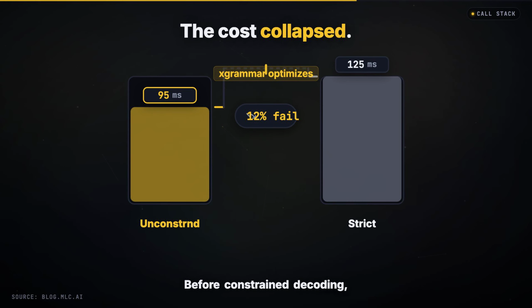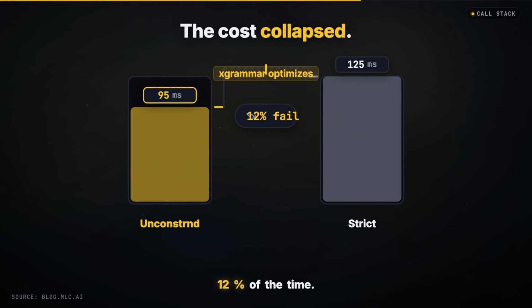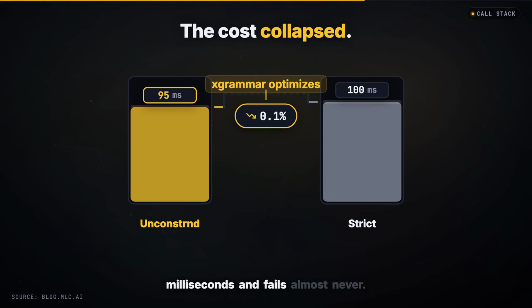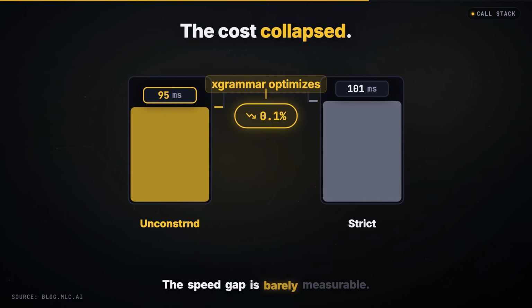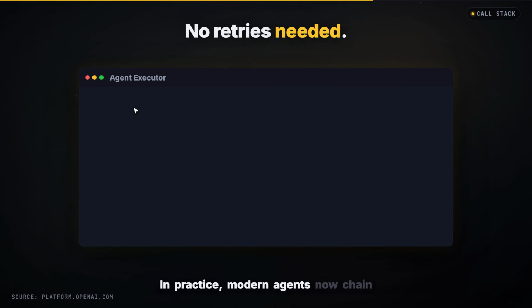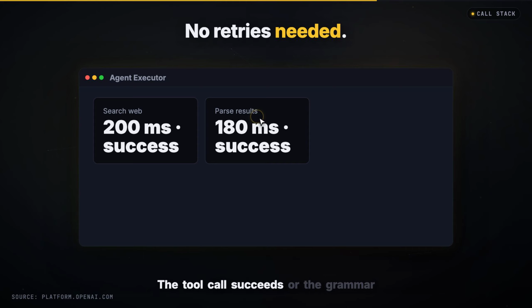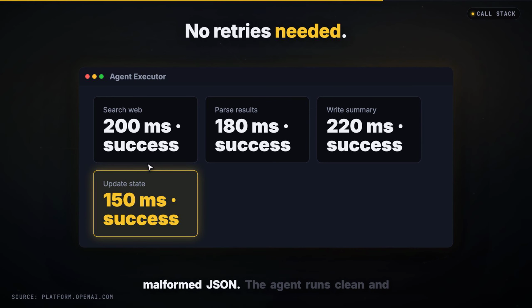Before constrained decoding, unconstrained calls were faster but failed 12% of the time. After, strict mode adds 20 to 50 milliseconds and fails almost never. The reliability gap collapsed. The speed gap is barely measurable. You win both. In practice, modern agents now chain strict mode calls without retry logic. The tool call succeeds or the grammar rejects it at generation time before it ever leaves the model. You never see malformed JSON. The agent runs clean and fast.